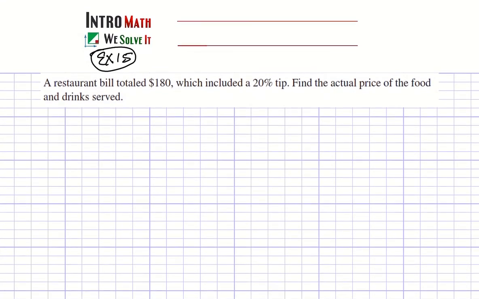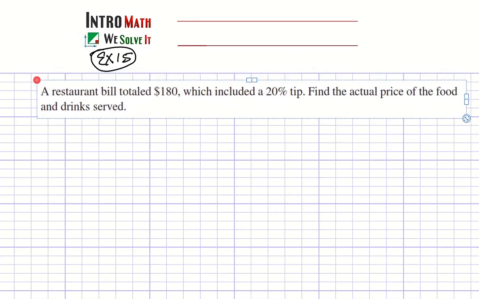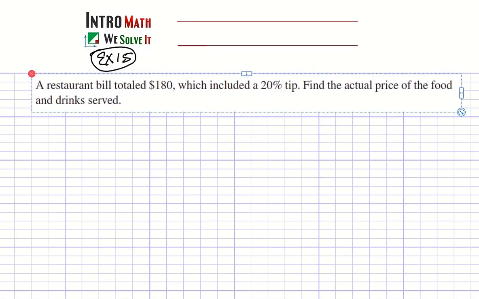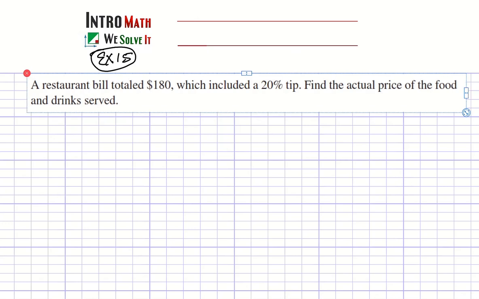See that linear equations in one variable can be very useful. It's all over the place. You can use it to design all kinds of questions. I'm talking about real world questions, real world application questions. But anyway, let's read this one. A restaurant bill totaled $180, which included a 20% tip. Find the actual price of the food and drinks served.